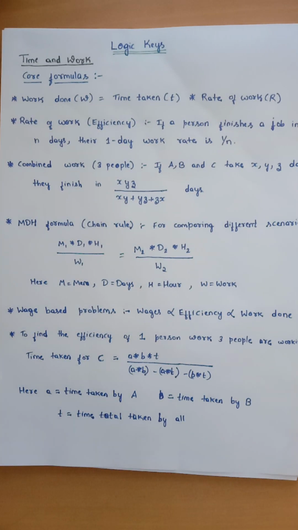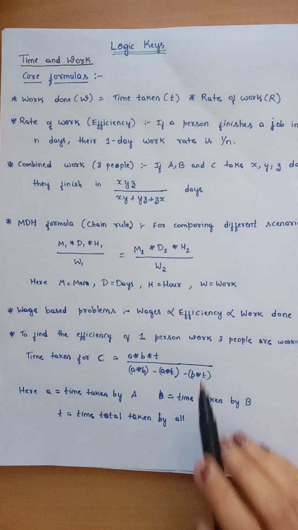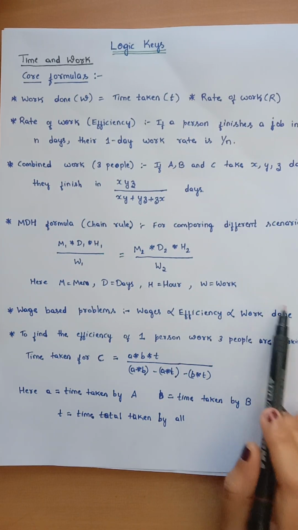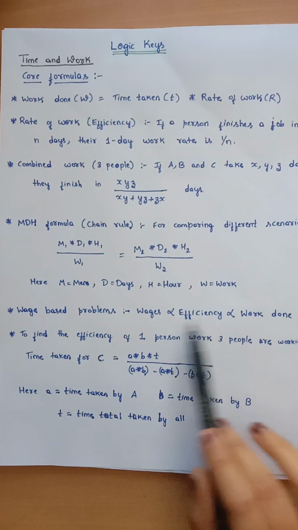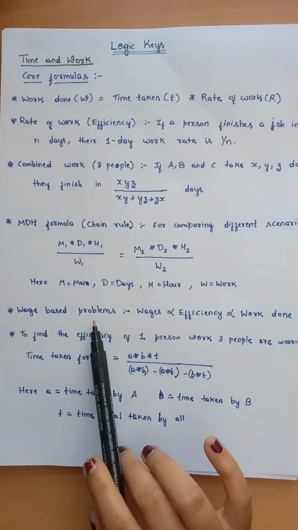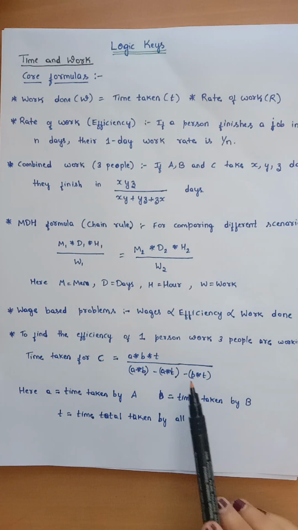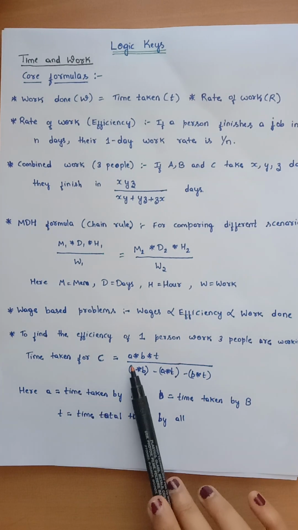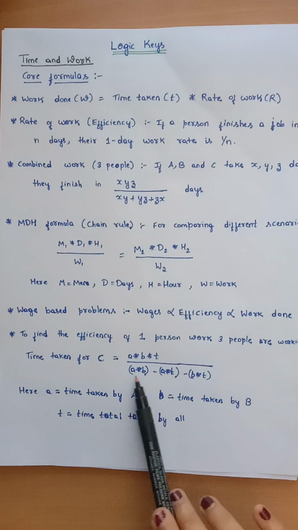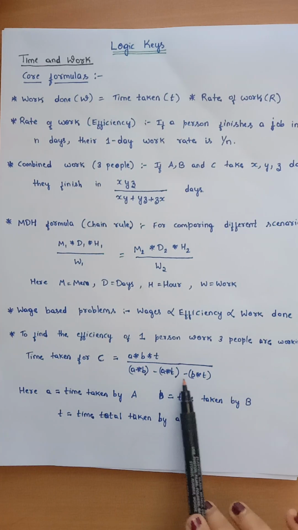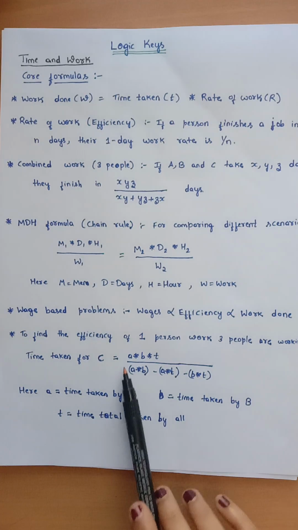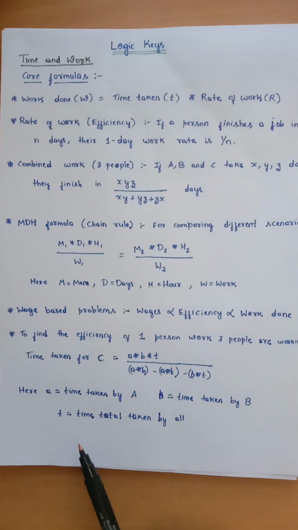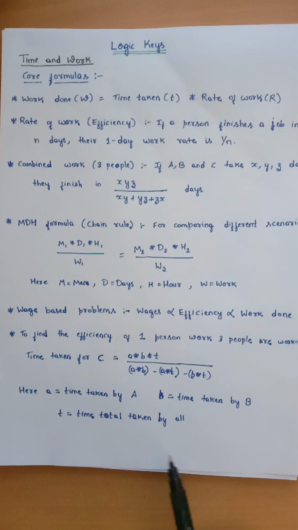Wages based problems are where wages are calculated based on the efficiency of work done and the number of days they have taken to complete it, and their wages provided. To find the efficiency of one person among three people, we usually use this formula: A into B into T divided by A into B minus A into T minus B into T. Here, A is the time taken by person A, B is the time taken by person B, and T is the total time taken by all.